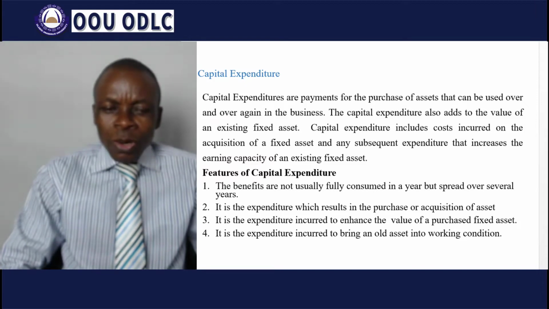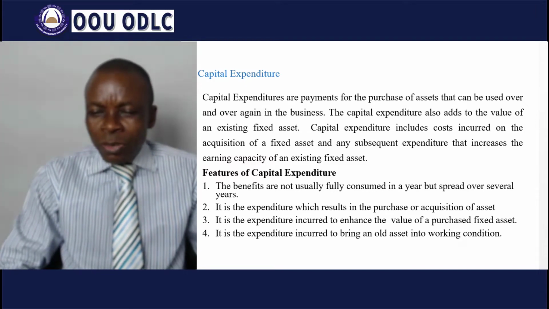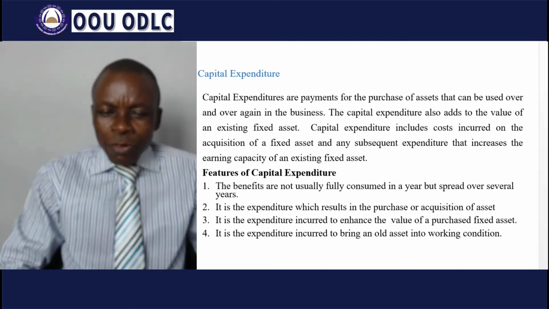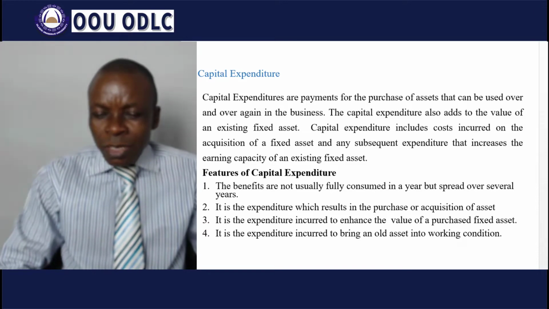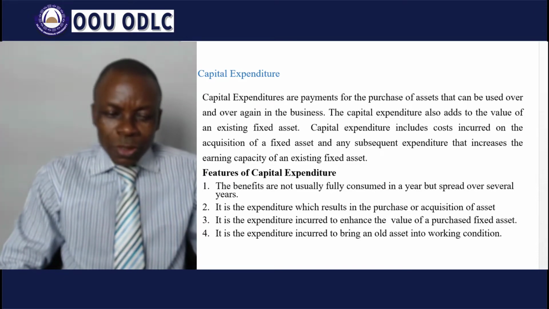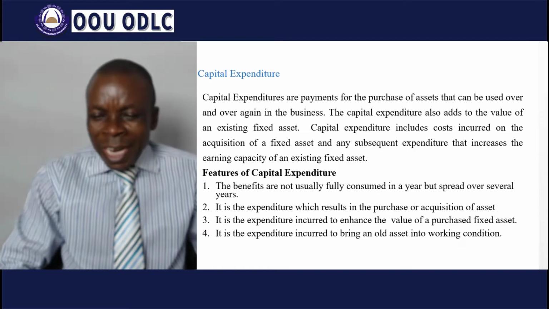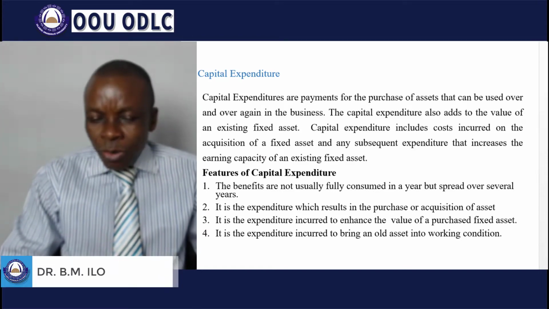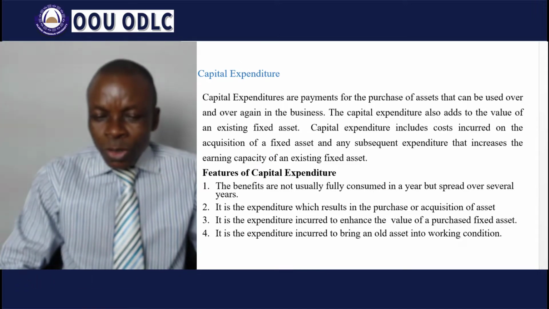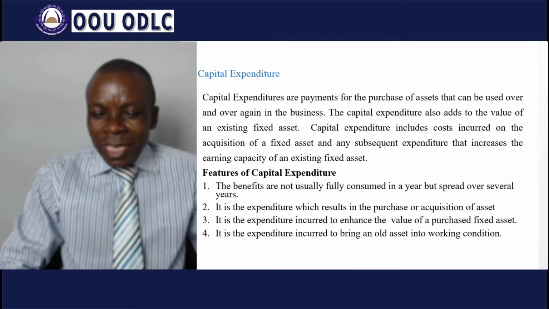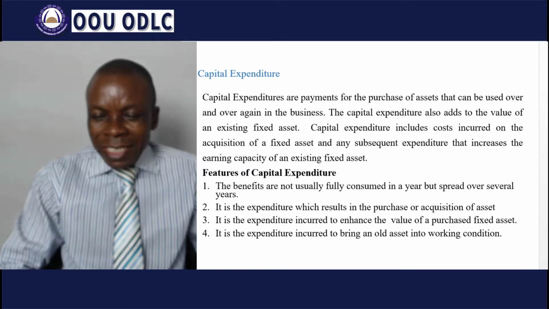Now, capital expenditure also results in the purchase or acquisition of assets. The assets so purchased are called fixed assets, and they are meant to enhance the productive capacity of the organization. It's also the expenditure incurred to bring an old asset into working condition. In this instance, if you spend a huge amount to refurbish and improve on an old asset that has almost been in a state of disuse, then such an expenditure can be classified as capital.